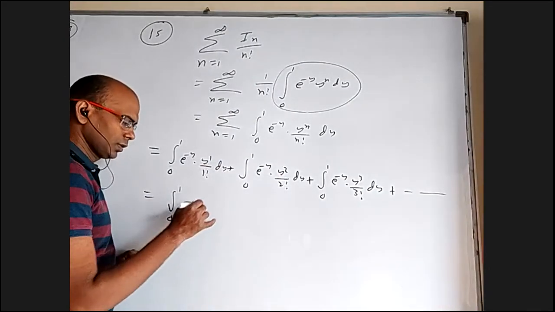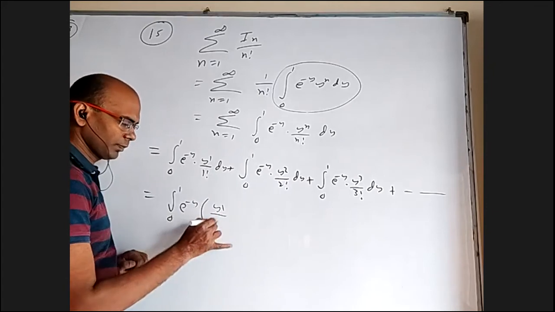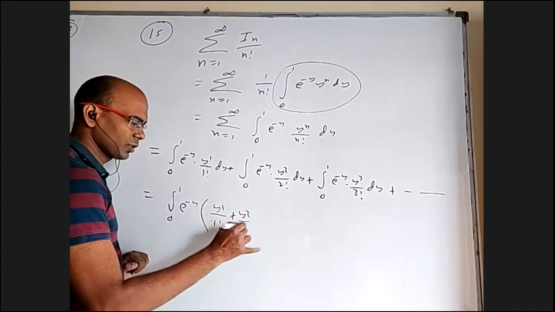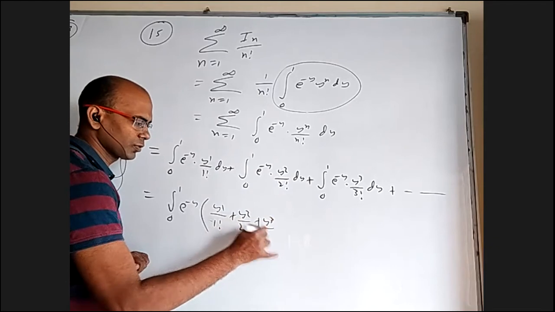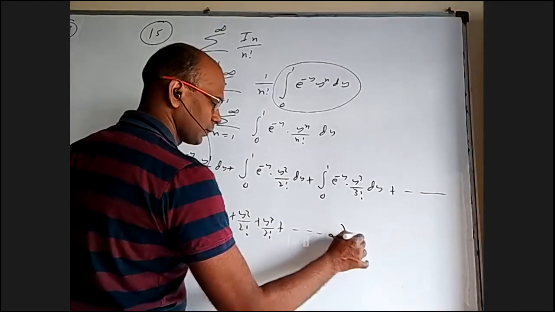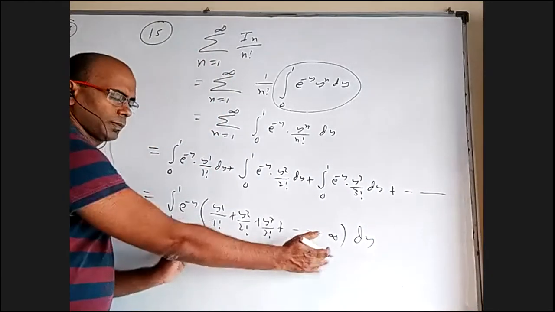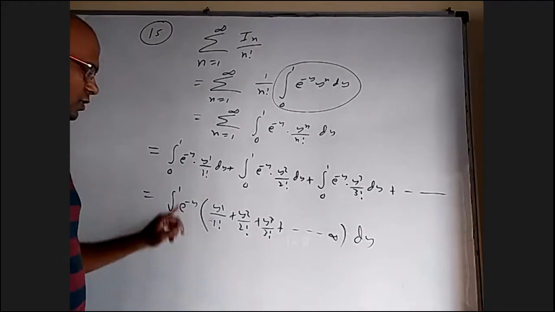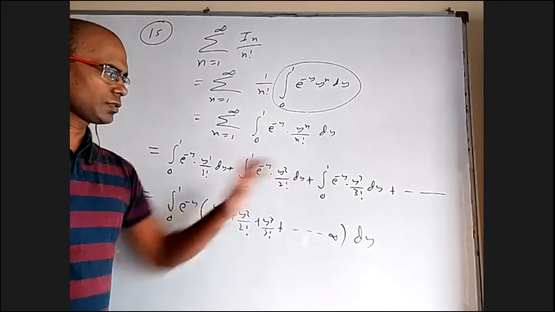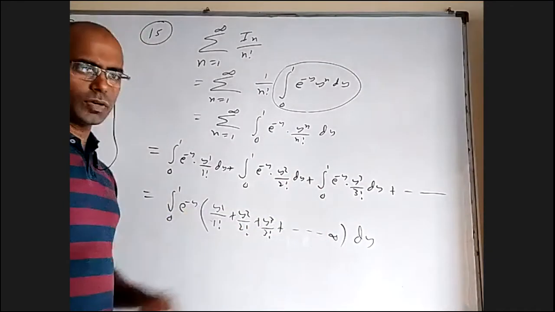Then take e power minus y common. It is y power 1 by 1 factorial plus y square by 2 factorial plus y cube by 3 factorial, and so on up to infinity. Anybody know what this is? First of all, this into this is this into this, so we just combined it. All these things together, what is it?